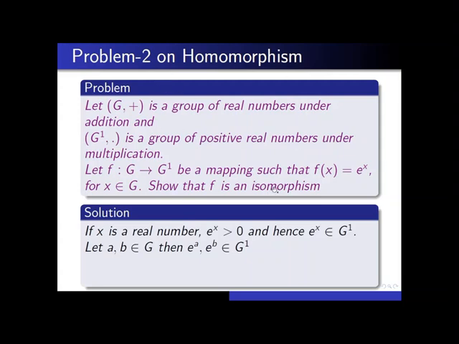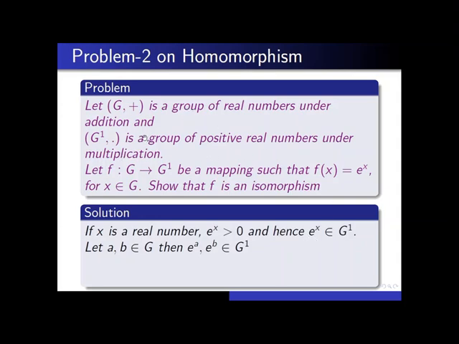So before that, what is given, we will write. If x is a real number, so if you take any real number from G, then e power x is greater than 0. For example, if you take 2, e square is a positive real number. In case you take a negative number, e power -2, that is 1 by e square, that is also a positive real number. So if x is any real number, e power x is compulsorily a positive real number. So e power x is greater than 0 and hence e power x belongs to G dash.